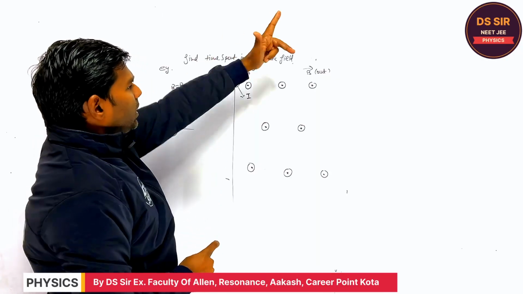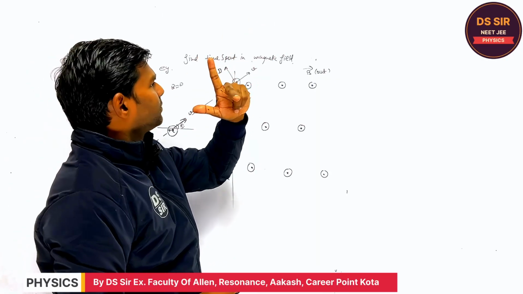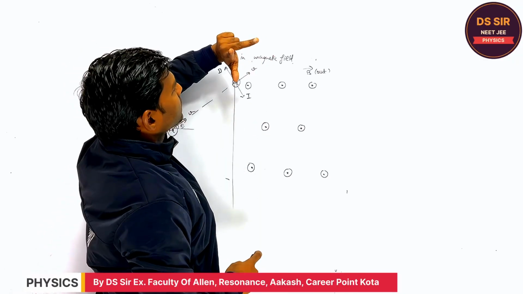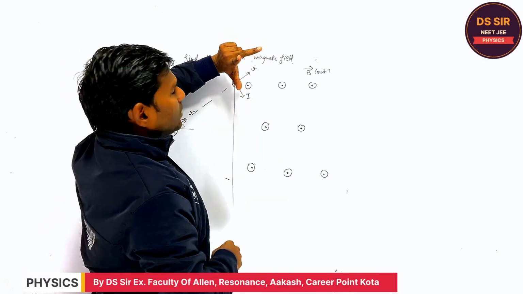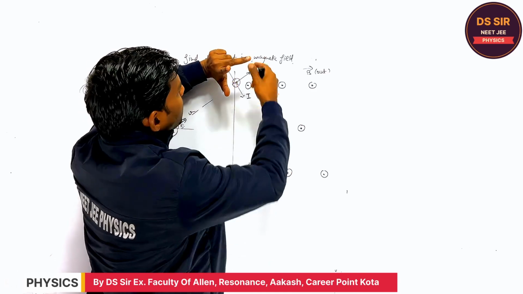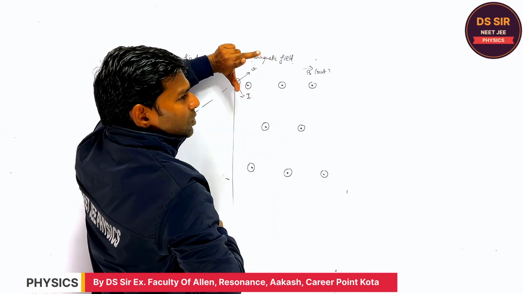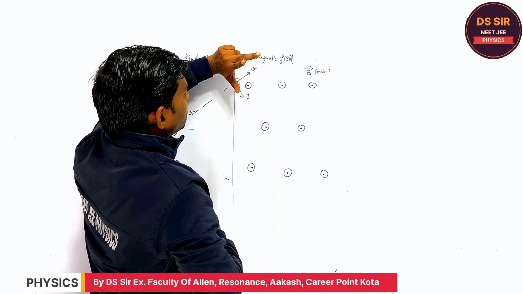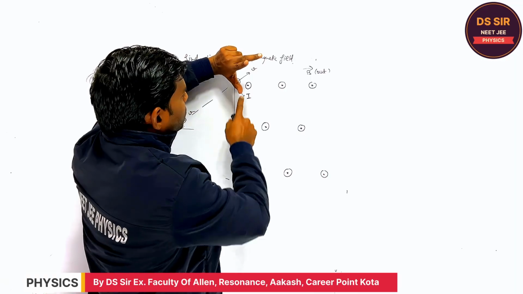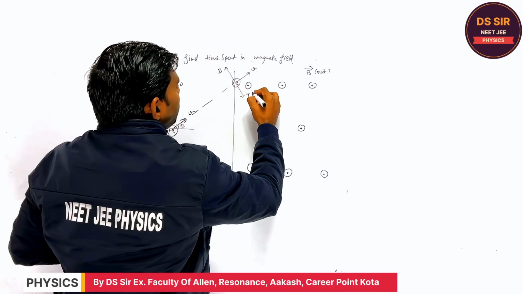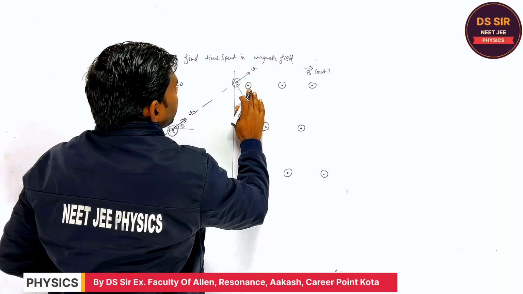Second direction. Take your left hand. The magnetic field is out of the board. This is the plus q charge. This is the velocity. Tell me, what is the direction of force? Inwards. So first direction, so it will be the correct direction of the magnetic force.